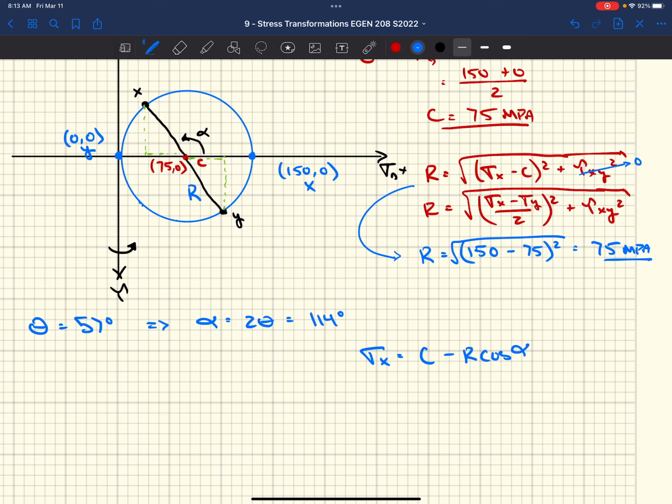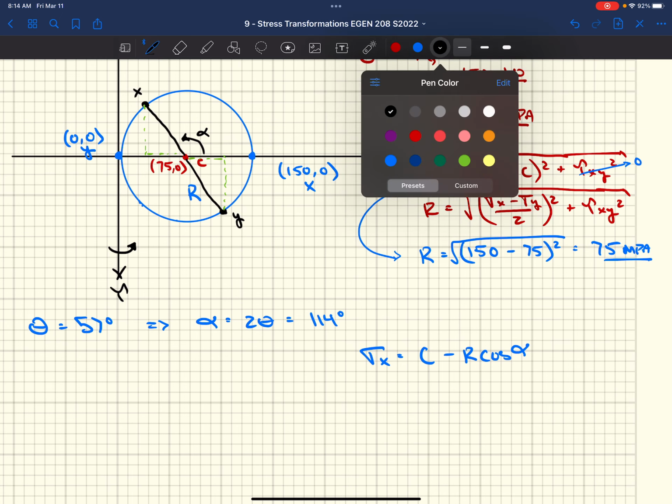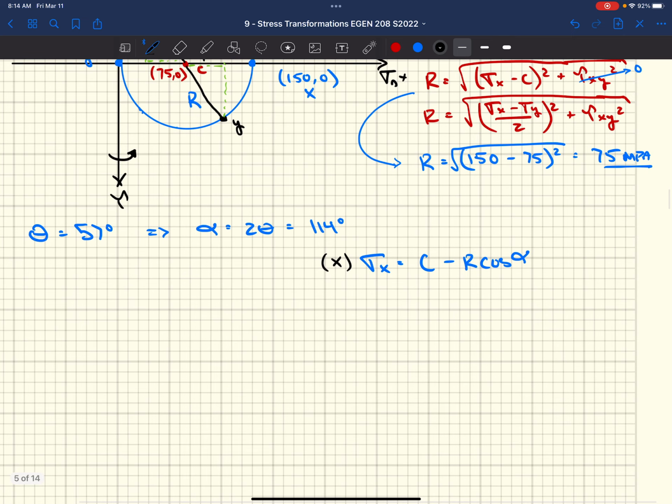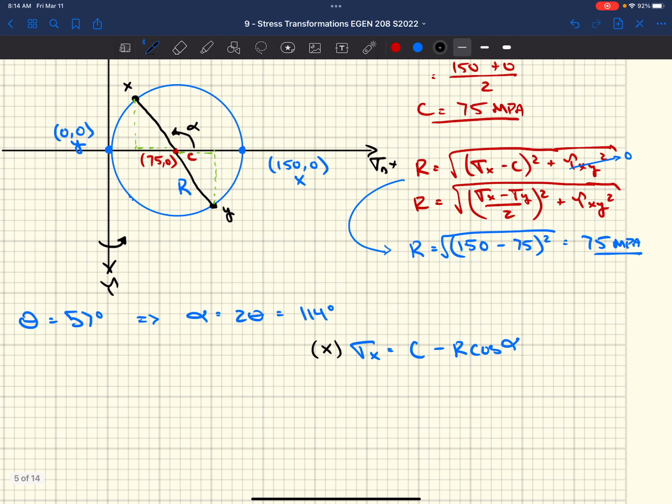Isn't the sigma x the 150? Yeah, but now we're trying to figure out this new sigma x at 57 degrees. So we're trying to figure out our black point up there. This is our x coordinate, our x location. So sigma x is c minus r cosine of alpha. Well, that's 75 minus 75 cosine of 114. That equals 44.5 megapascals.